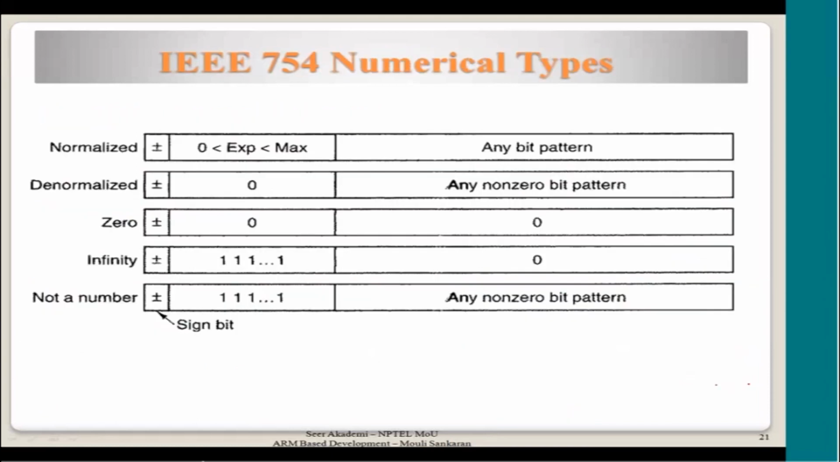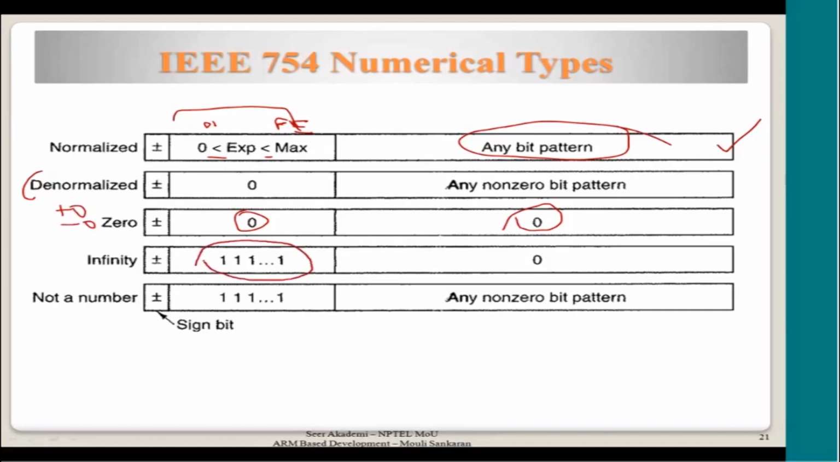Let us go a little faster. This representation is called normalized notation: anything above 0 and less than maximum. That means the exponent value being between 01 and FE is a normalized form, and any bit pattern can be there. For a moment, ignore this. A 0 can be represented with all zeros here and all zeros here. Now you have an option of the sign bit being 1 or 0. If it is 0, it is a positive 0, so you can represent a positive 0 and a negative 0 here.